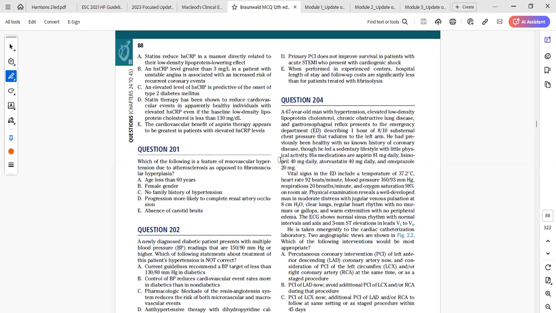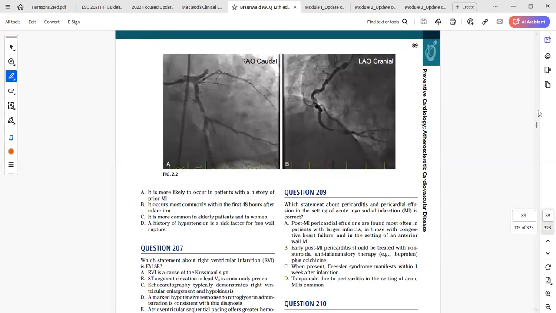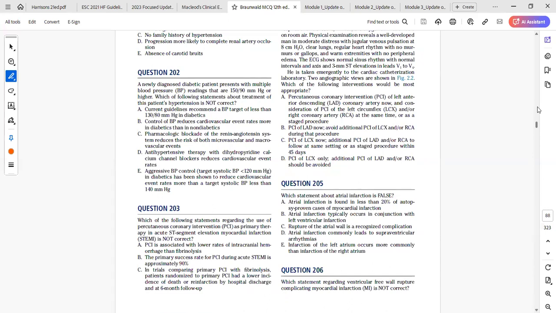Then question 202. Please, can you take it up? I can't see it well here, please. Can you take it up, please, for question 202? Oh, no, you've passed it. Please, can you go down? Thank you. It's cool now.